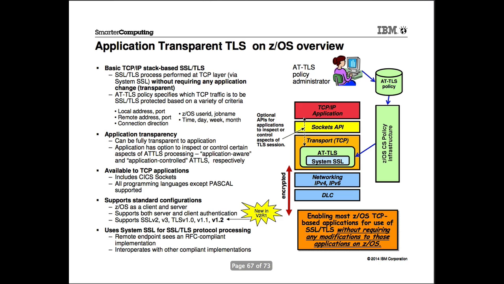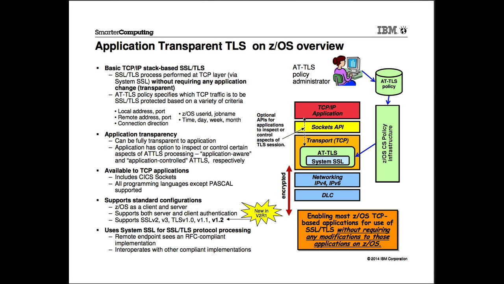Well, on z/OS Communications Server, we provide application transparent TLS, which means the stack will do that for you and the applications don't require any changes. And the way that works is we install the AT-TLS policies in the TCP layer, and when the client comes in that matches the policies, the TCP layer manages it for you. The TCP layer manages transport layer security, talks to System SSL. So this is application transparent, so you don't have to encode it in your application. You specify in the policy which TCP traffic is to be protected, and we implement it all in the stack.